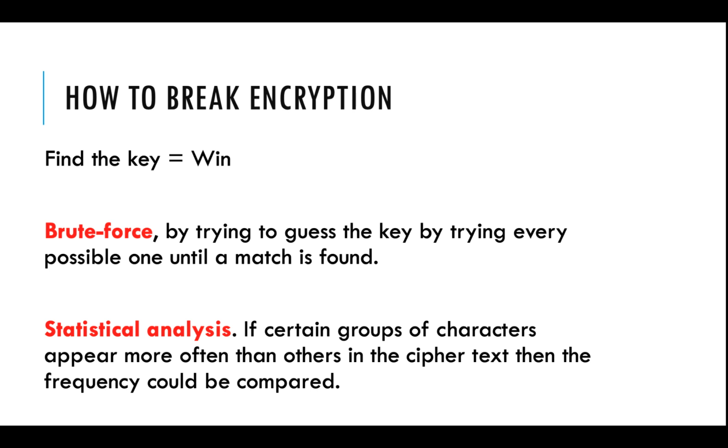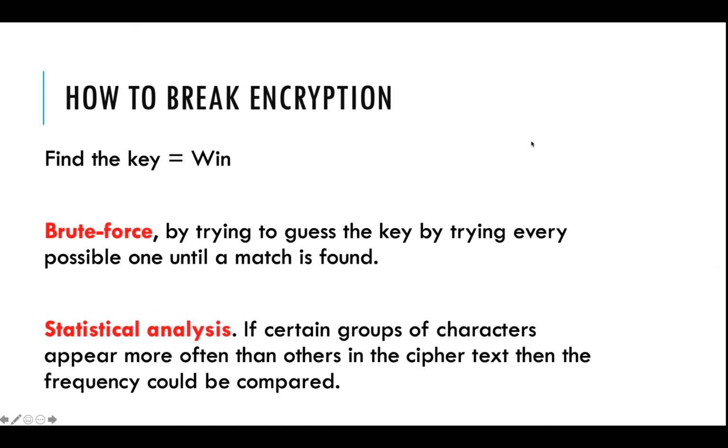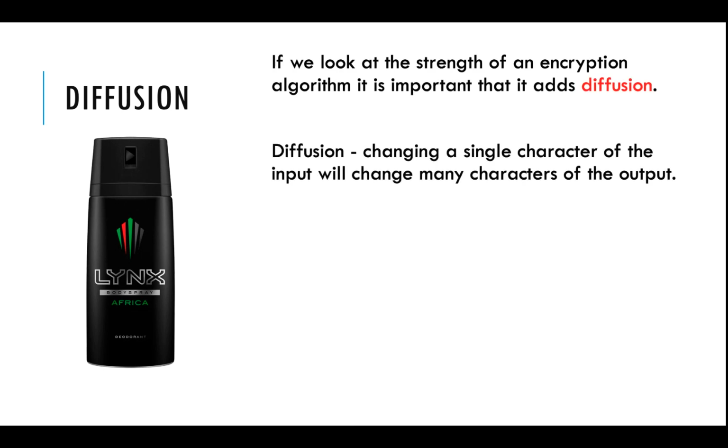So we need to make sure that the strength of our algorithm is as high as possible, and to do that we use something called diffusion. And you might have come across this in an experiment at secondary school with a deodorant, for example. What diffusion is, is changing a single character of the input, and it'll have a knock-on effect and change many characters of the output. Whereas diffusion in science is you'll have a very high concentration of particles, and as diffusion and space spreads out, the particles will also spread out. So you'll get a weaker smell.